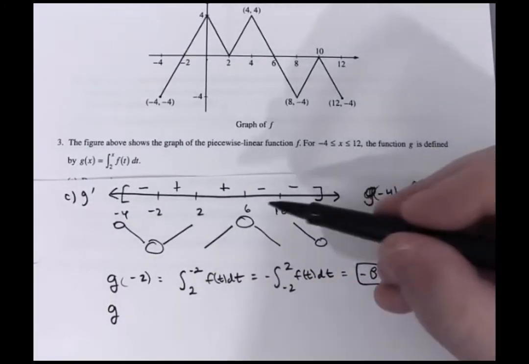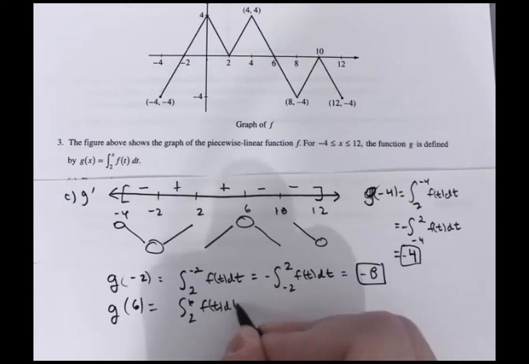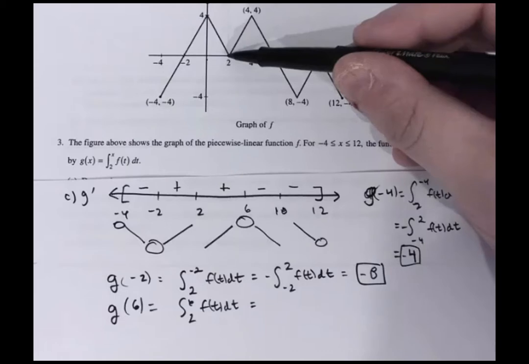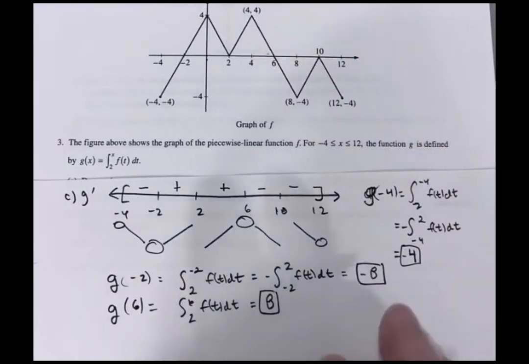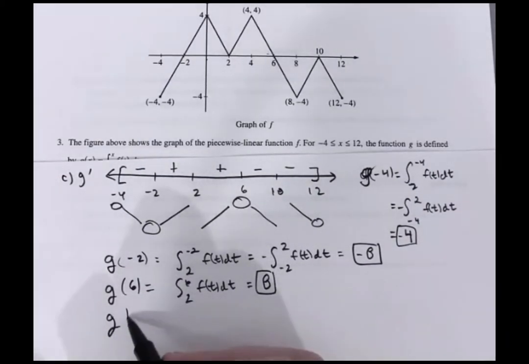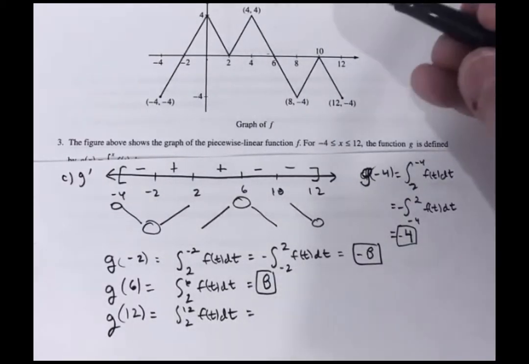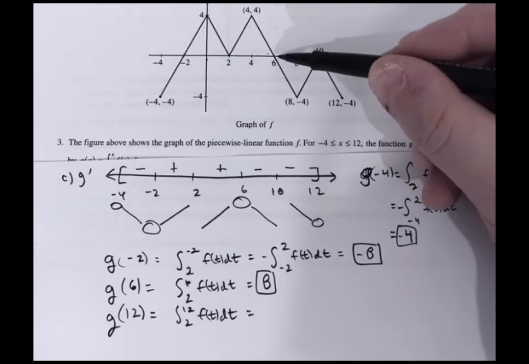G of the next critical point happens at 6, would be the integral from 2 to 6 of f of t dt. And from 2 to 6, this is all above the axis also. 4 by 4 is 16, half of which is 8. So that's 8. And then finally, the last little bit would be g of 12, which would be the integral from 2 to 12 of f of t dt. And I've already accounted for the value that's getting me up to 8, so all I need to do is add on the last little bit here.